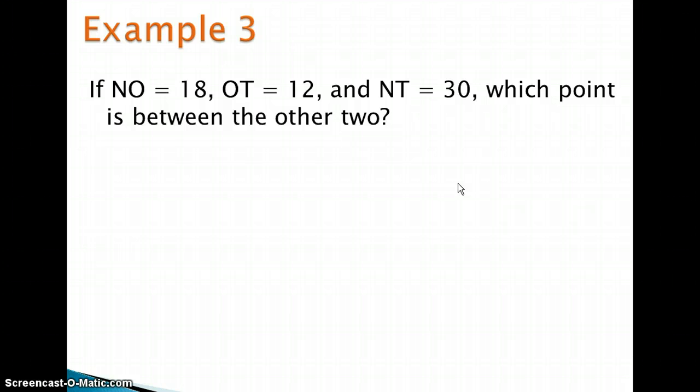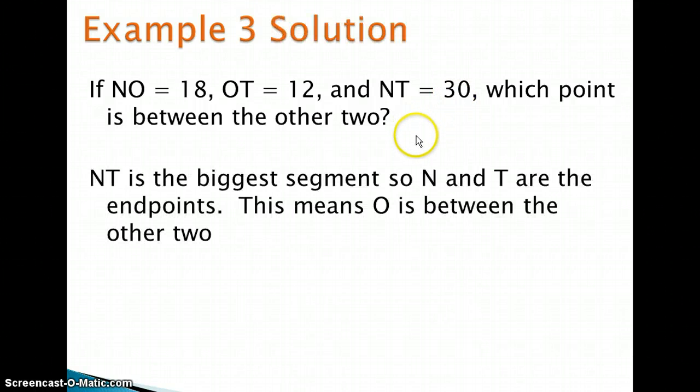Looking at example number 3, it says if NO is 18, OT is 12, and NT is 30, which point is between the other two? So the assumption here is that these are going to be collinear. Another way I know that is if you look at these two segments here, 18 and 12, together they give me 30. Now the way I go about a problem like this is I start to think about, well, what's the biggest segment? What's all of it together? And NT equals 30. 30 is the biggest one.